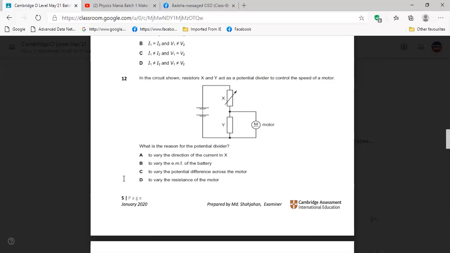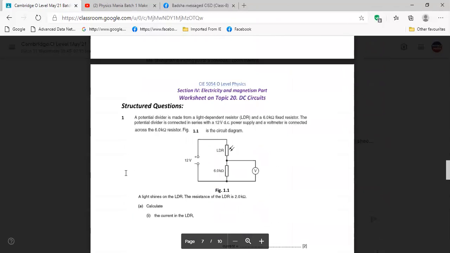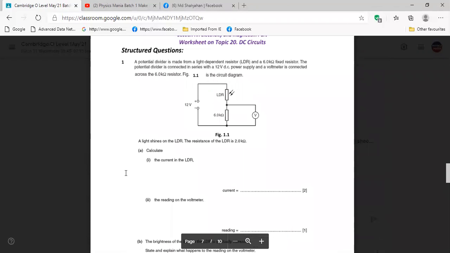So potential divider varies the voltage sharing, right? Yes, sir. It's done, right? All the MCQs are done. Sir, then structure. Did you try the structured part? Yes, sir. Like current flows in which direction? From the negative terminal to positive, or positive to negative?